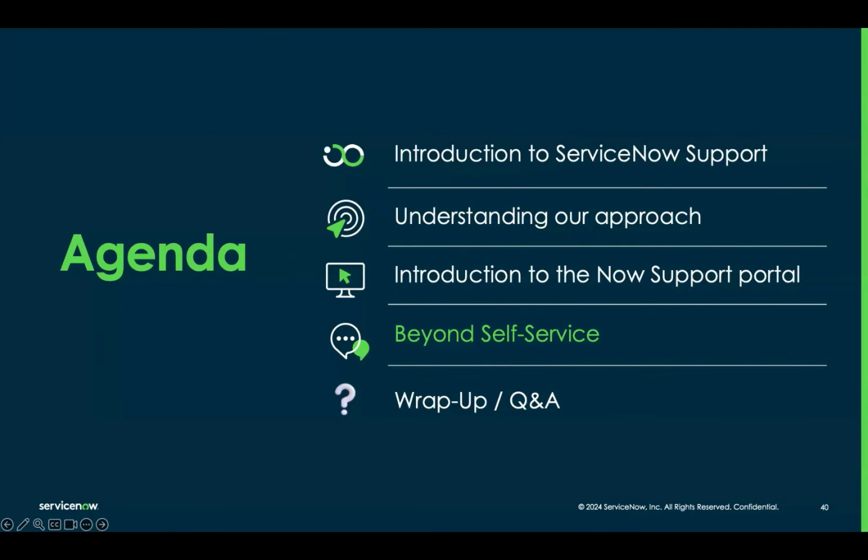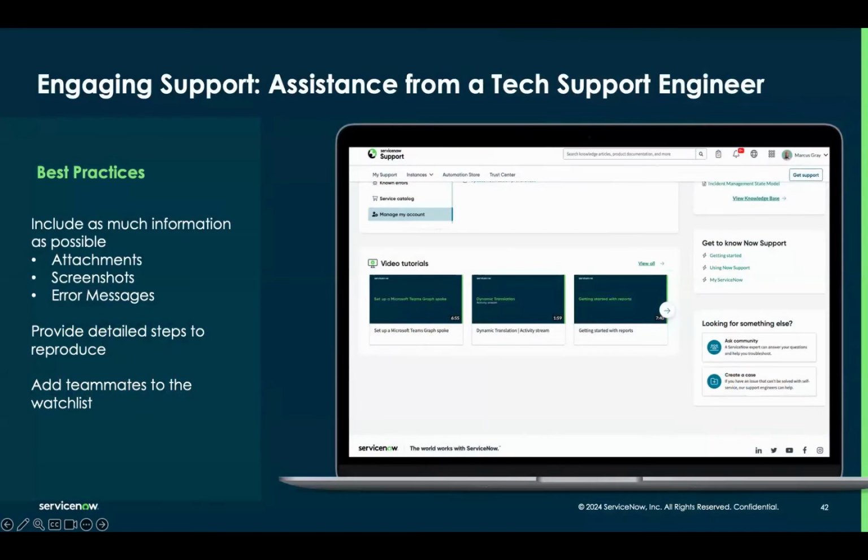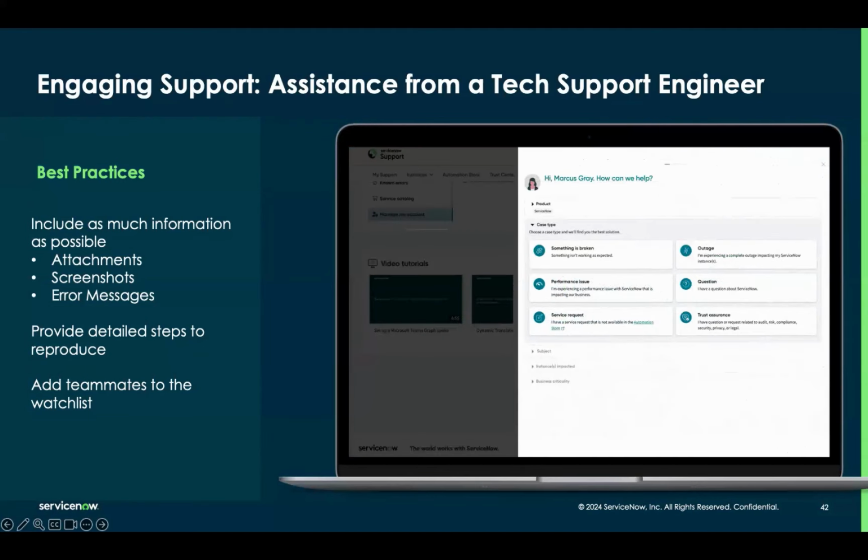So we've talked a lot about self-service and all the things that you can do as a customer to get the best out of your support experience. But we do understand that there are times where you want to engage with our support engineers. We call that engaging support beyond self-service. So, Emily, we understand that all issues are not solved by self-service, but rest assured that we have engineers who are eager, and I mean eager, to help our customers. The way that you can reach out to our engineers in the support portal is by creating a case. You see the create a case button down there at the bottom. But when it comes to creating a case, what are some best practices that customers can follow?